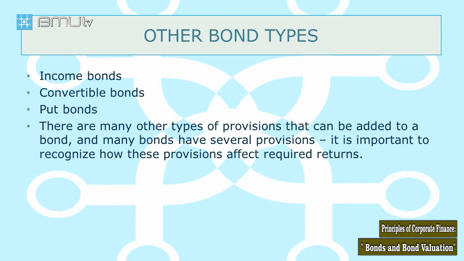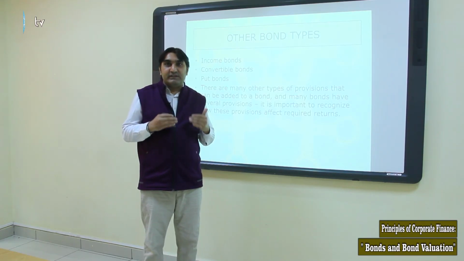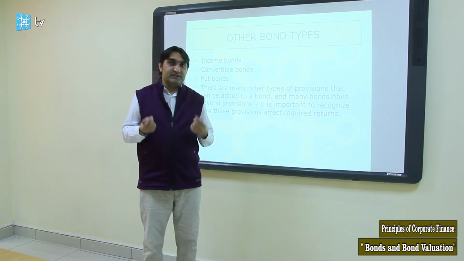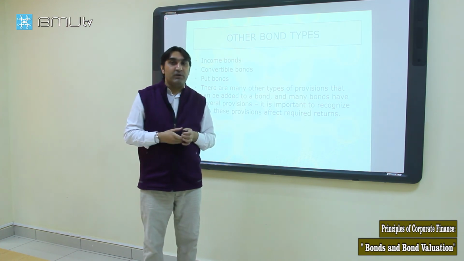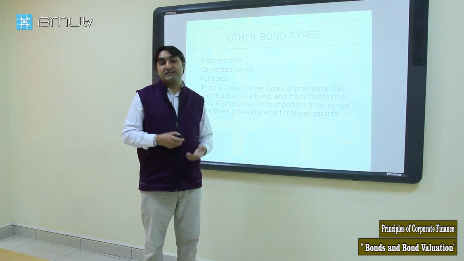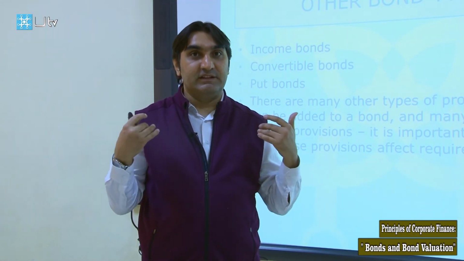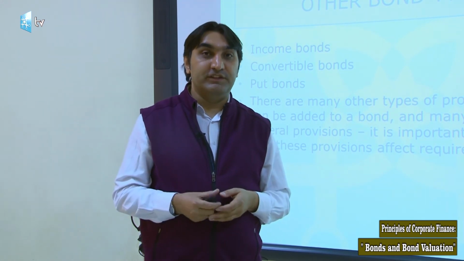Other bond types are income bonds, convertible bonds, and put bonds. There are many other types of provisions that can be added to a bond, and many bonds have several provisions. It's important to recognize how these provisions affect required returns. All these provisions, all these conditions are reflected in the required rate of investors. Under these conditions, how much does the investor require from this bond? And all these provisions are clearly expressed in the bond indenture.